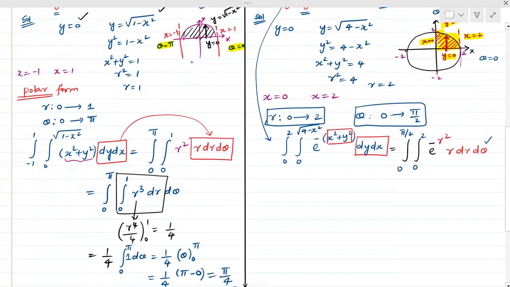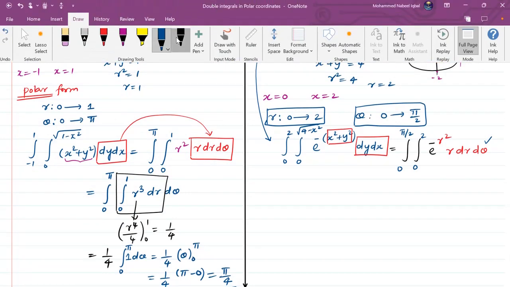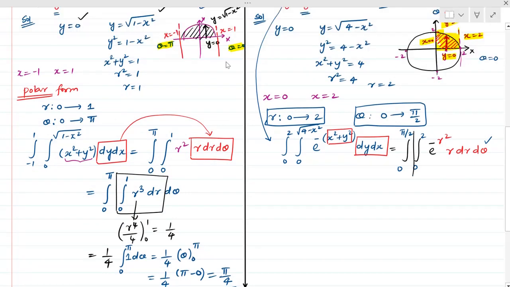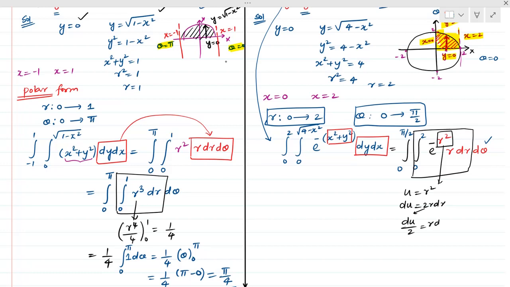We cannot integrate this easily, so we have to go with the u substitution method, because we have the power r square and here r. So I will take u equals r square. Therefore, du equals 2r dr. I need r dr, so just bring the 2 over: du over 2 equals r dr.